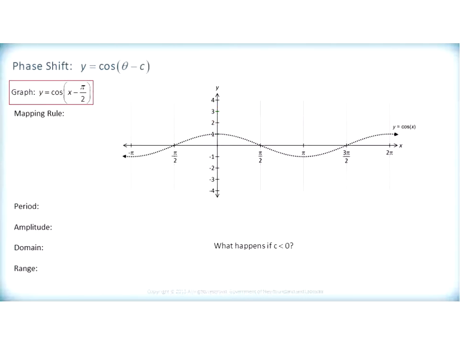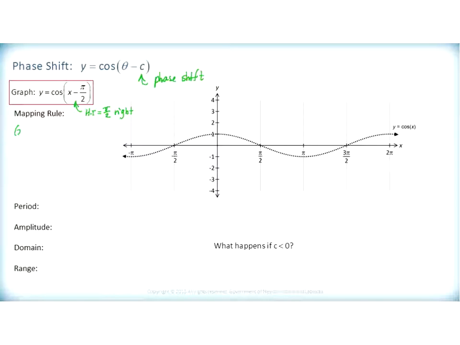In the next example, we will look at the effect of the parameter c on the equation y equals the cosine of (theta minus c). The value of c will represent a phase shift in the base graph of y equals the cosine of x. In this example, when you see that x was replaced with x minus pi over 2, that will represent a horizontal translation equal to pi over 2 units to the right. A horizontal translation is also referred to as a phase shift.